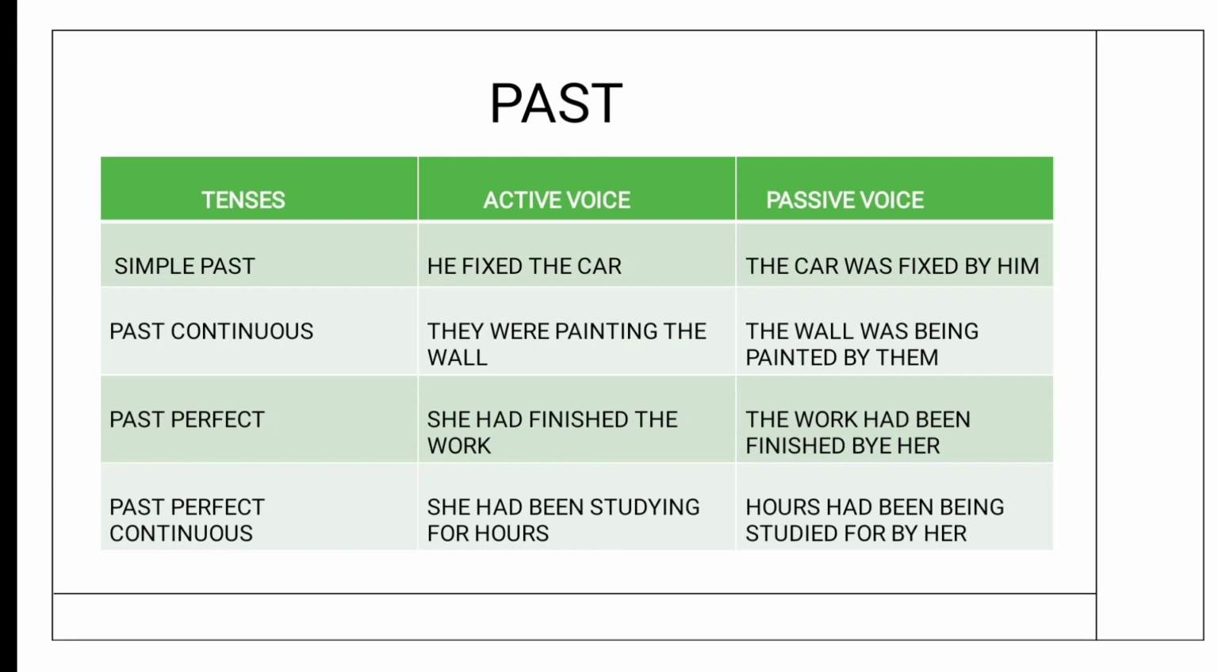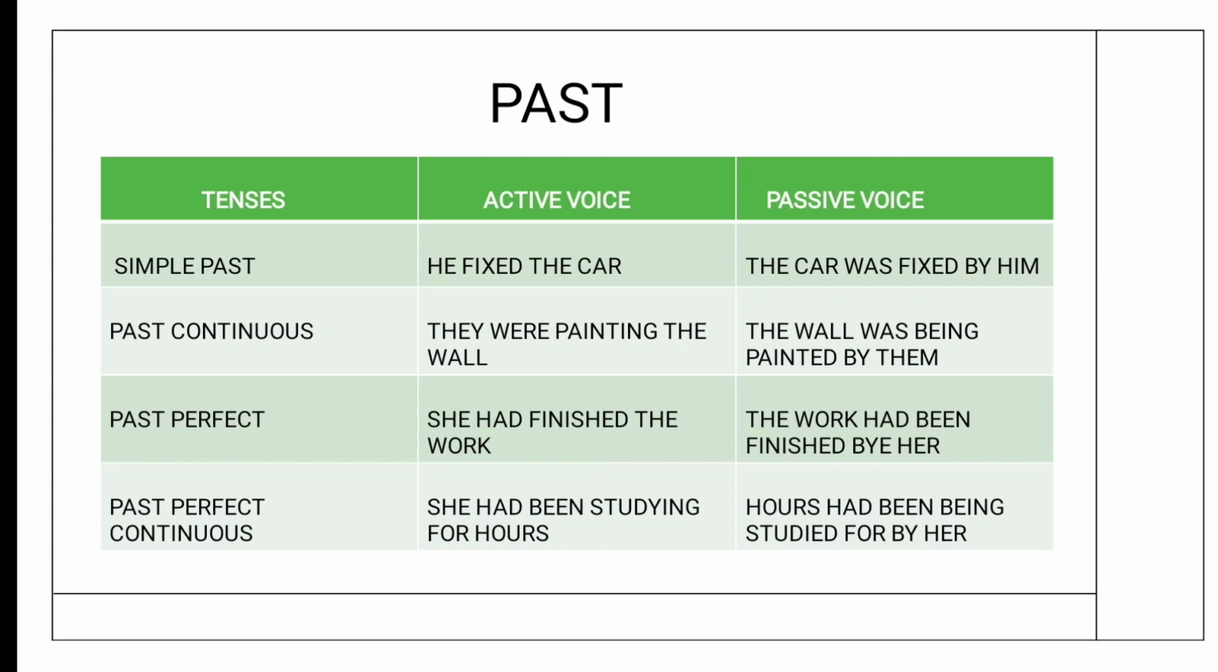See, in continuous tense, what do we get after the be form? Being. Okay, the wall was being painted. Paint, painted. V3 form of paint is painted. Painted by them. They will become them. We know that, right? So they were painting the wall is the active voice formula. Active sentence. And what is the passive? The wall was being painted by them.